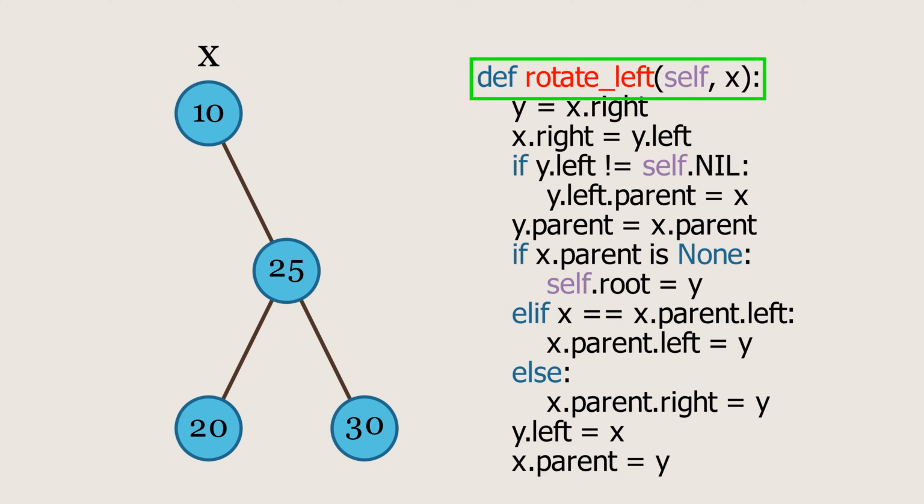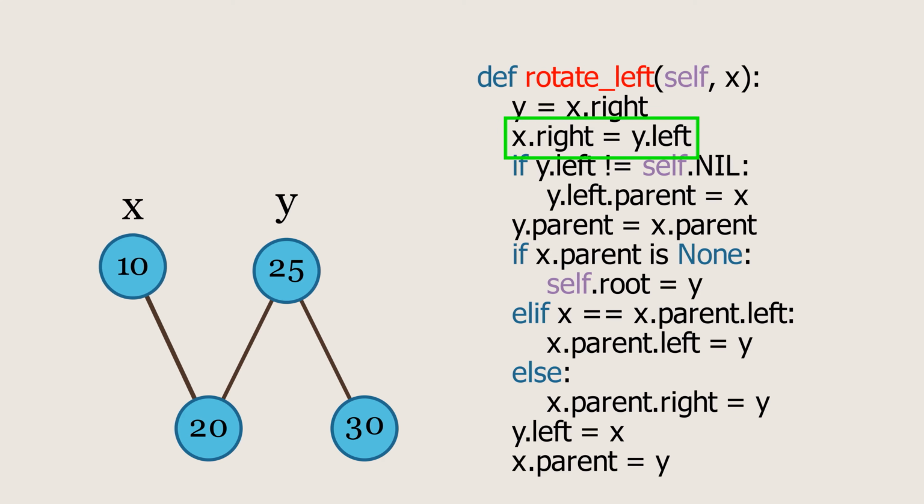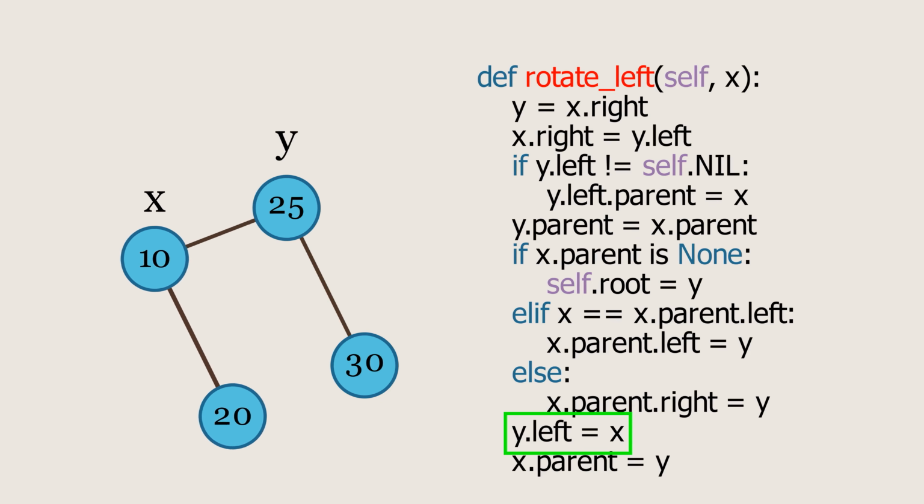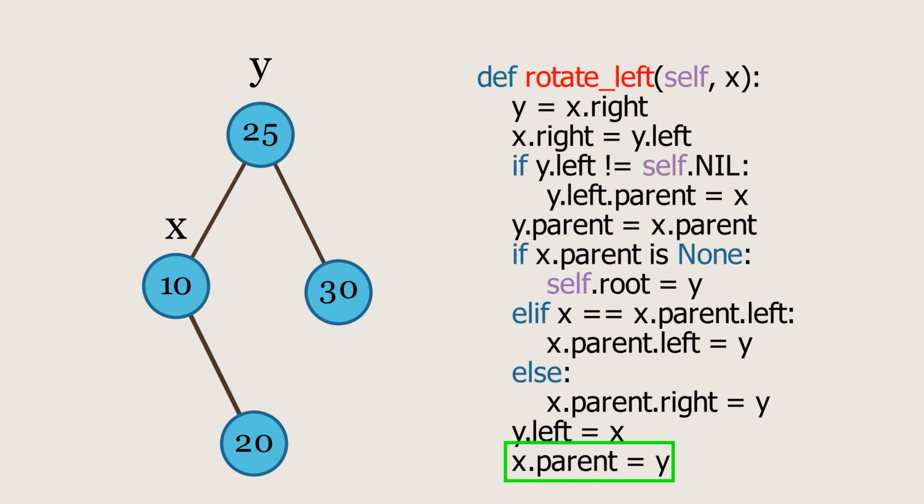First, we identify the node x and set y as the right child of x. Then, we shift y's left subtree to become the new right subtree of x. If y's left child exists and is not a nil node, we update its parent to x. After that, we link y's parent to x's parent. If x was the root node, we update the tree's root to y. If x was a left or right child of its parent, we update the parent's pointer to point to y. Finally, we move x to become the left child of y and set y as the parent of x.